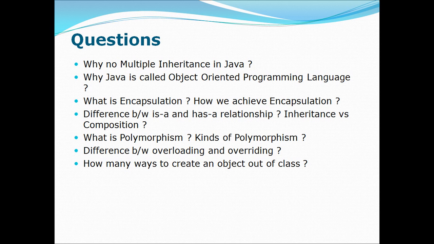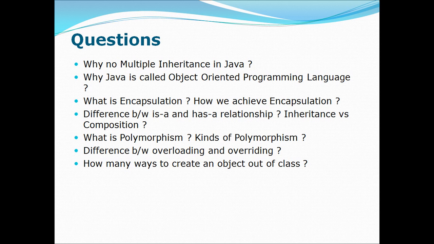Now, what is the second question? Why is Java called an object-oriented programming language? First, because Java deals with objects all the time. We communicate using objects only. And the second point: because it follows a set of rules. What are those rules? Class, object, then polymorphism, inheritance, encapsulation, and abstraction. Those are the concepts followed by Java. That's why Java is called an object-oriented programming language.